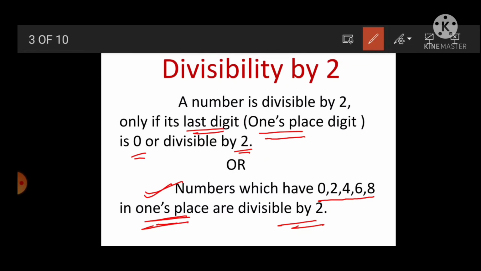A number is divisible by 2 only if its last digit, meaning ones place digit, is 0, or an even number like 2, 4, 6, 8, 10, 12 and so on. If these numbers are there at the ones and tens place, then these numbers are divisible by 2. Then we will discuss some examples, and you will understand clearly.